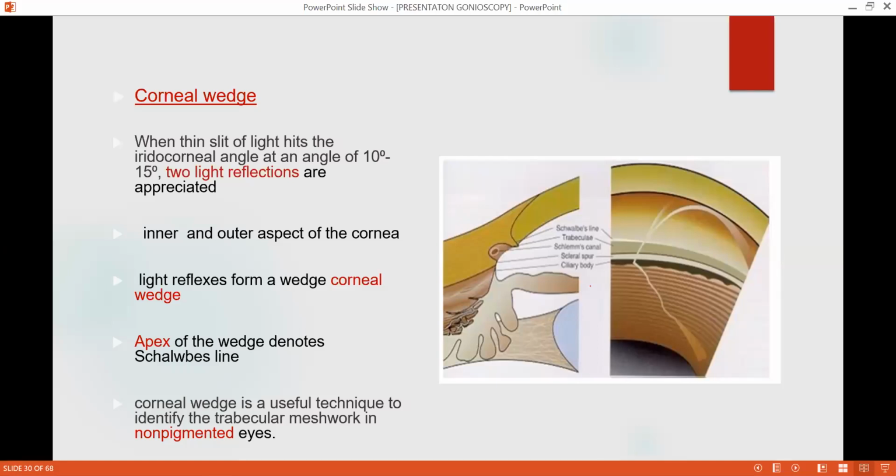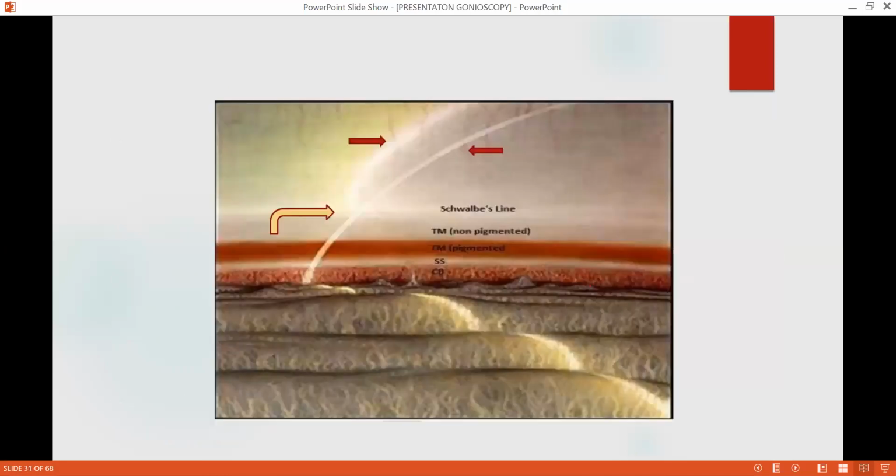This is useful in cases of difficult angles. If the angle is lightly pigmented and you are not able to see trabecular meshwork pigmentation, then with the corneal wedge technique you can easily localize Schwalbe's line, and posterior to that will be the trabecular meshwork. In this photograph, you can clearly see the reflection from the anterior surface of the cornea and the posterior reflection. They meet at a point and form a wedge, and the apex of the wedge is the Schwalbe's line.